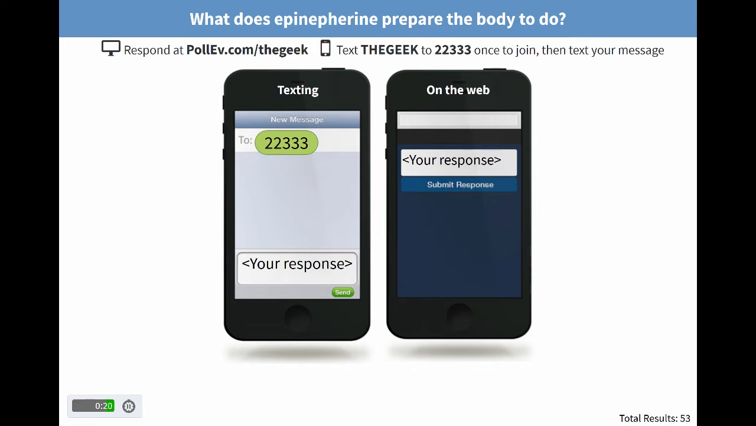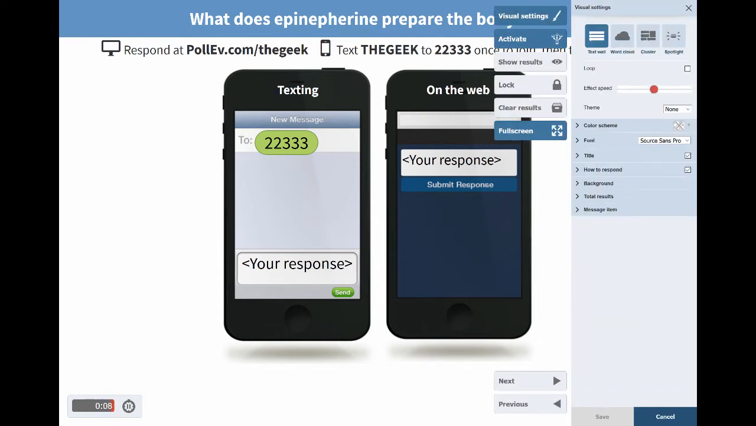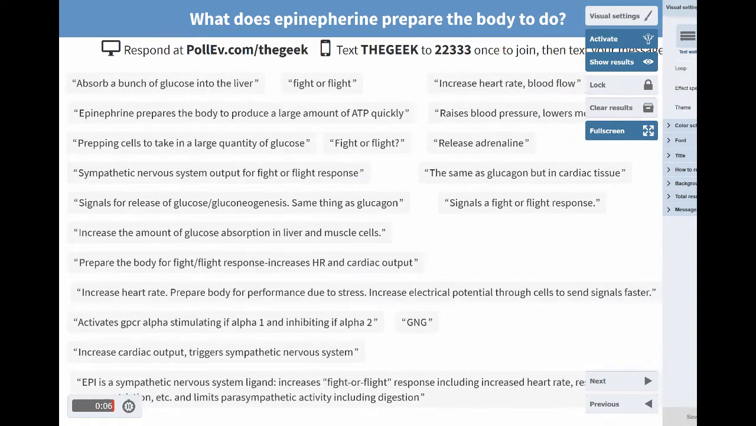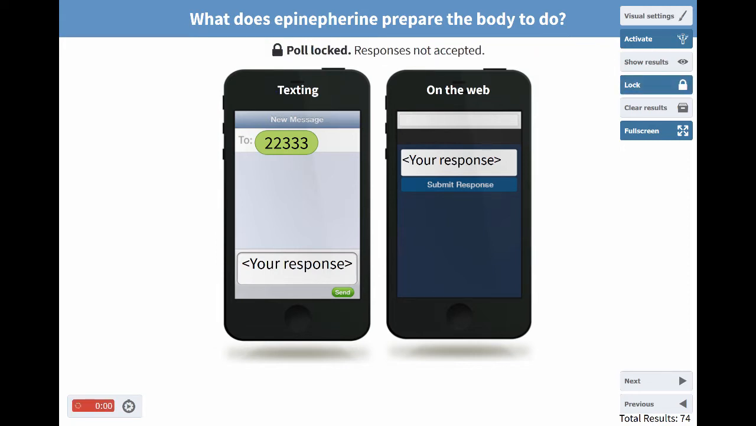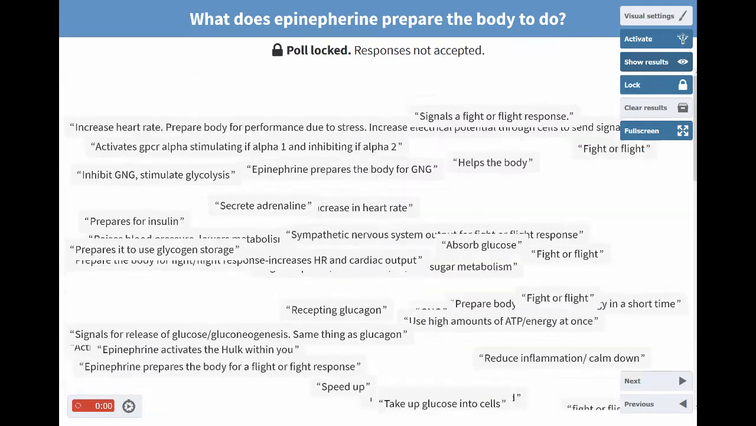Okay, you got about 20 seconds left, so text me an answer if you haven't done so already. Okay, about 5 seconds left. All right, let's check this out. Less responsive, but that's okay.